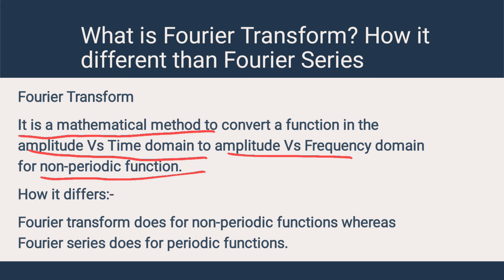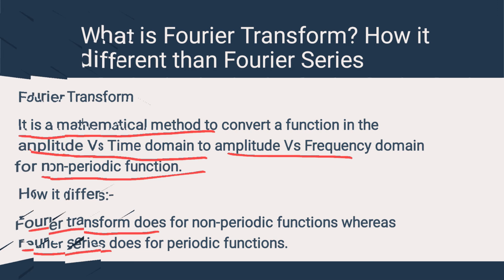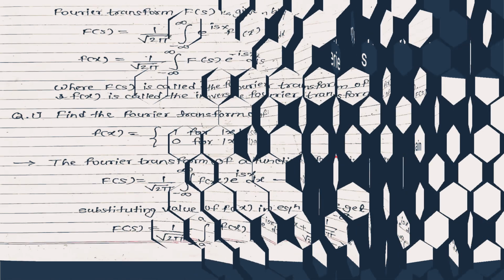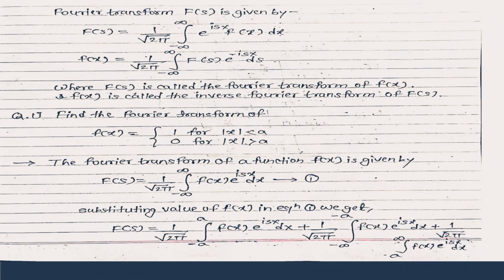When we saw the Fourier series, it's compulsory to have a periodic function for that, whereas in case of Fourier transform, it is compulsory that it should have a non-periodic function. This is the difference between Fourier transform and Fourier series. So next one is, what is the formula of Fourier transform?